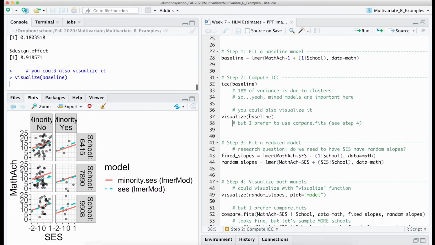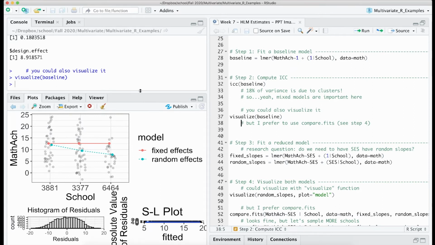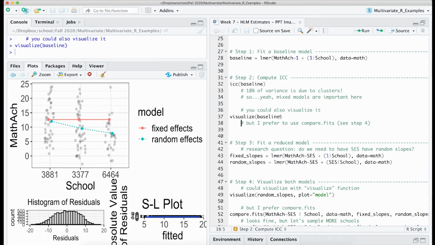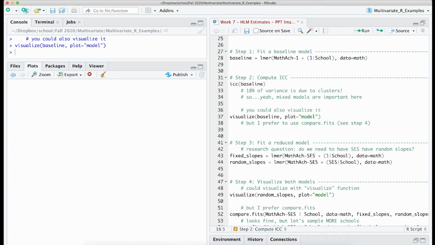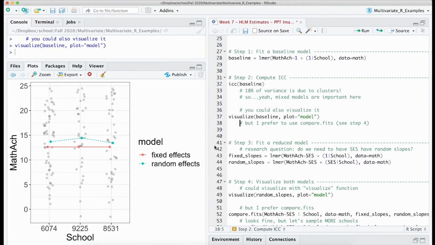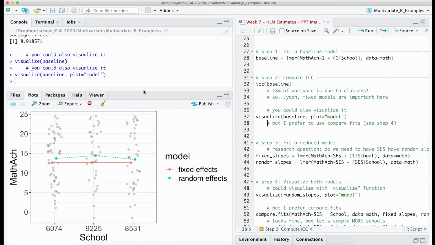You could also visualize the baseline model. Not always of interest, but sometimes it's fun to see. And by the way, in most of the examples I've shown you before, we've gone plot equals model, and that just does the single plot. But if you leave it at its defaults, it also shows the histogram of residuals, S-L plots, and if you have a numeric predictor in there, it's also going to show you residual dependence plots. So actually I am going to run that, because I'm not looking at the diagnostics right now, although you probably should. I should set a good example and actually evaluate those, but I'm not going to right now.